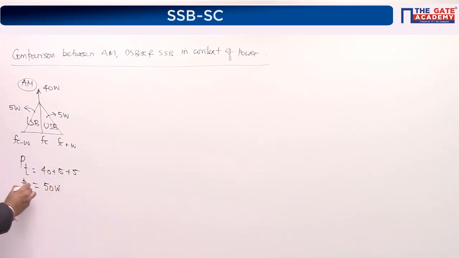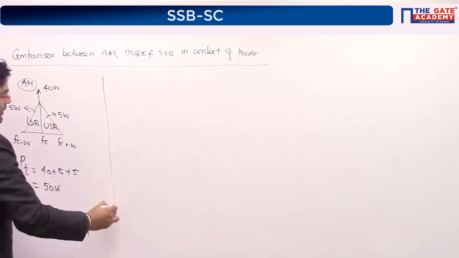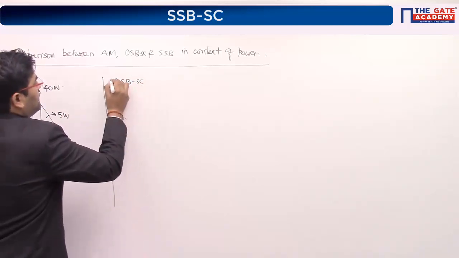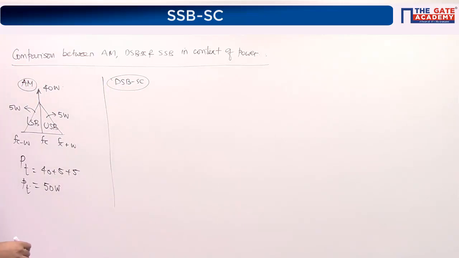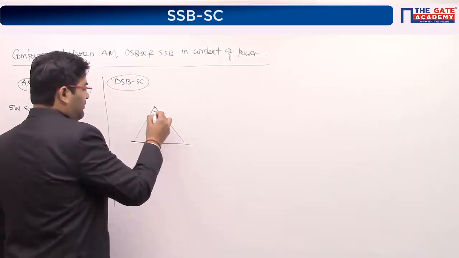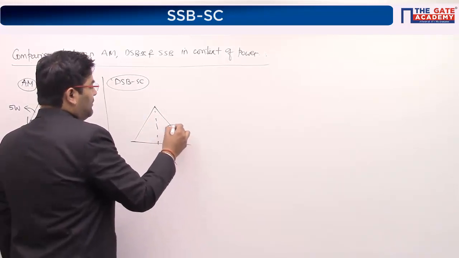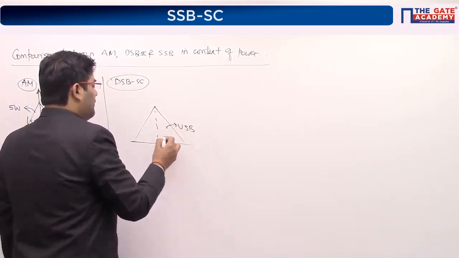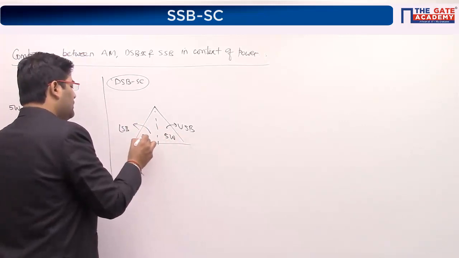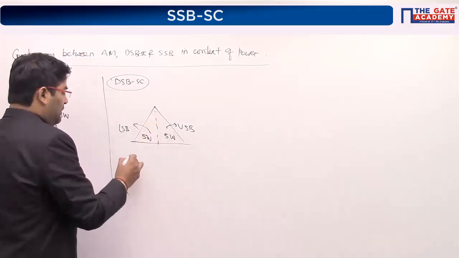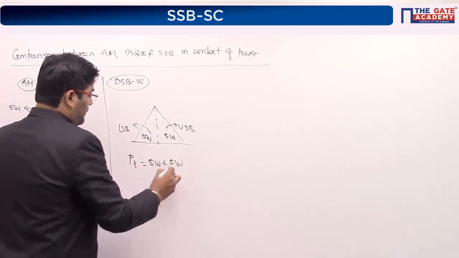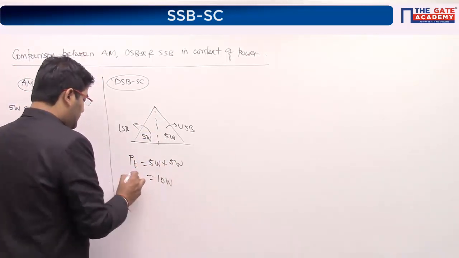Okay? Clear? Now we'll compare this with the double sideband suppressed carrier. So the only change you will witness here is this. Here, this is upper sideband, power is 5 watt, lower sideband, power is 5 watt. So what is total power? Just the sideband power. So it is total 10 watts.